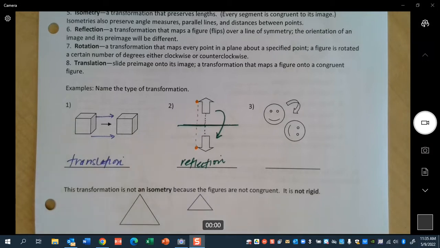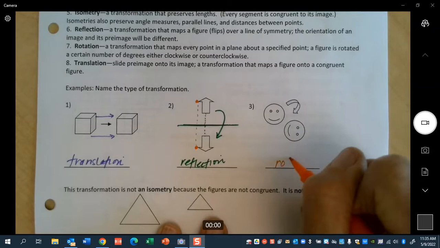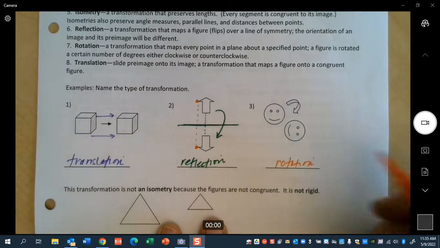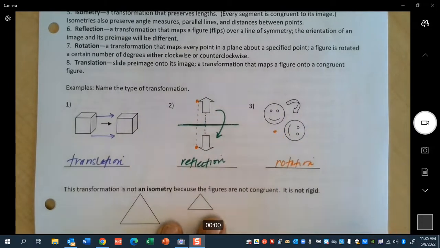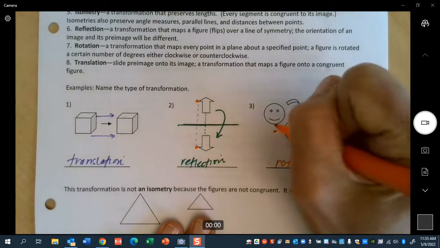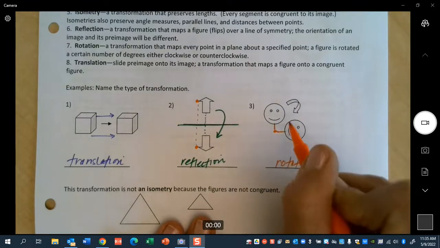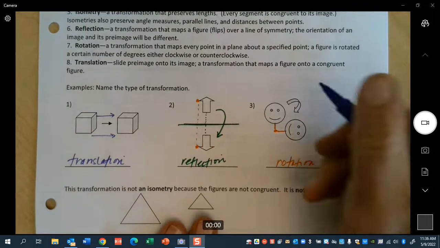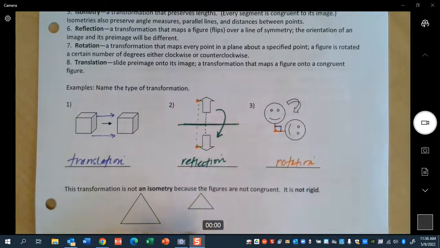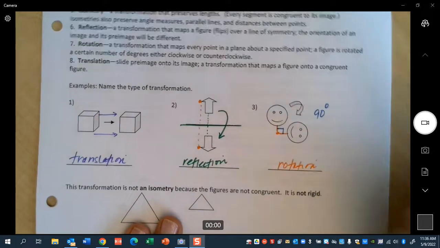All right, so if that's our translation and reflection, what is this guy? And with our rotation, we can see that it is being rotated around some point. So you can talk about the angle of rotation by looking at this angle. And you can see that this is a 90-degree rotation.